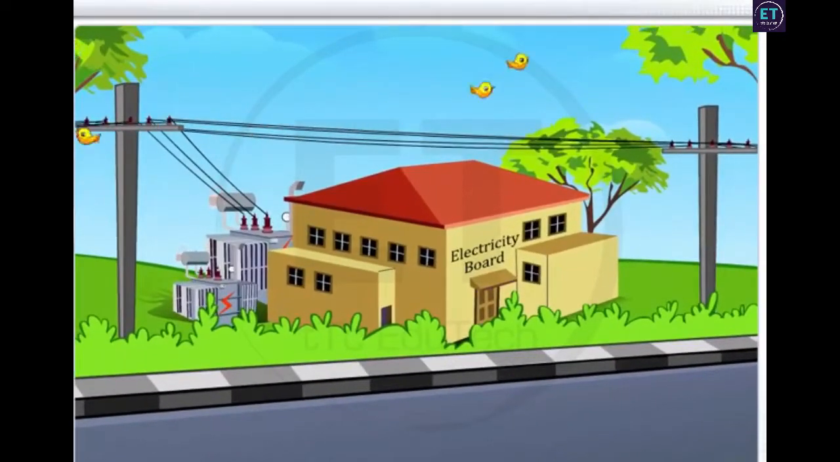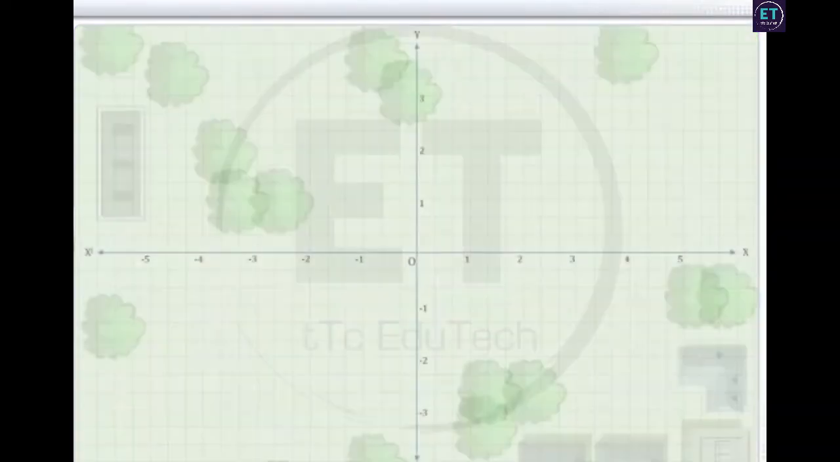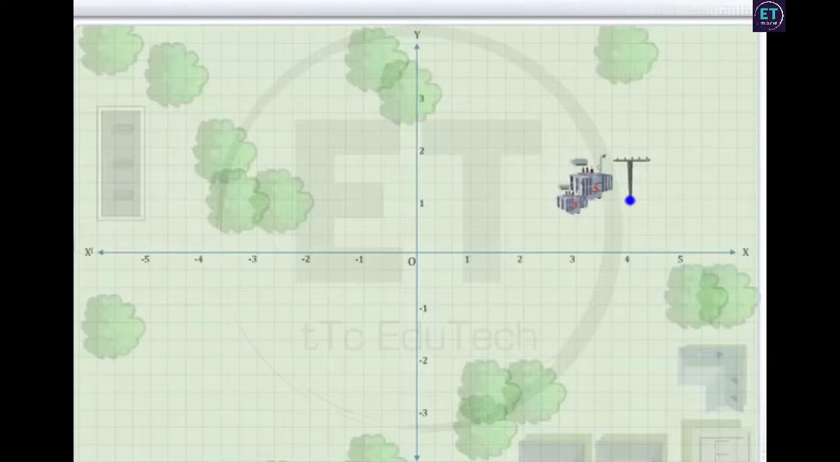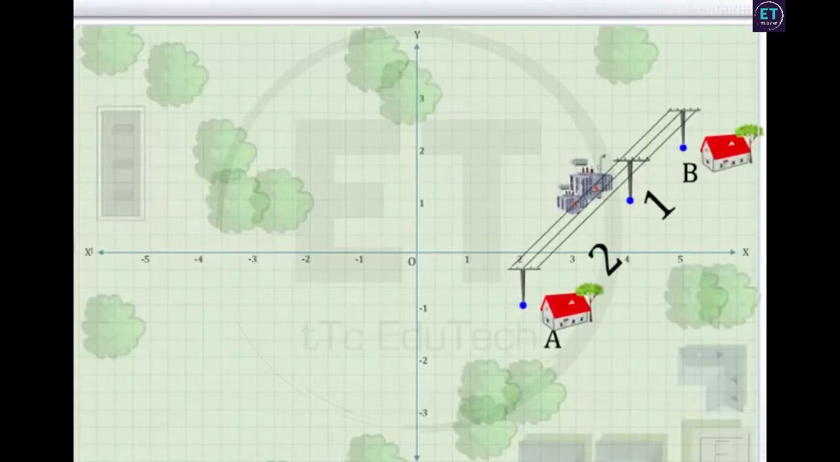The electricity board is setting up an electric tower between two villages. The ratio of the distance between the tower and the two villages is 2:1. If we plot the villages and the tower on the graph, can we find the exact location of the tower?